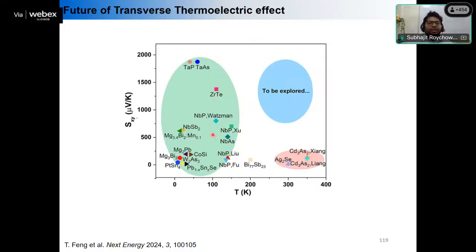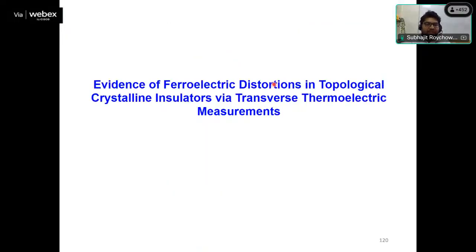So what is the future of the transverse thermoelectric effect? If you see the value versus temperature, in this temperature range we have a high value, but at higher temperature we have a very low value. So we still have to do more research to get a high Seebeck coefficient or transverse thermopower at room temperature, so it can be used for practical applications.